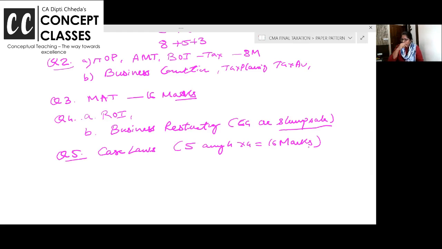So as I told you, you have choice in the main questions also. You have choice internally also. Okay. Now comes the most favorite, international taxation. Question number 6A.